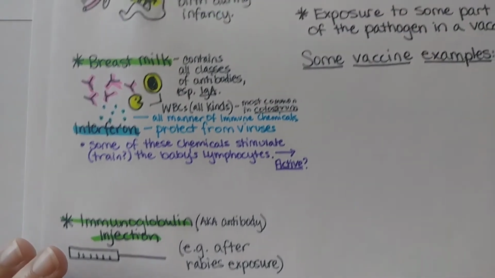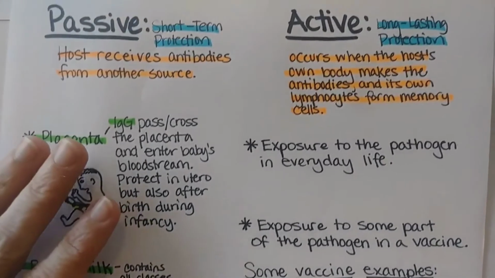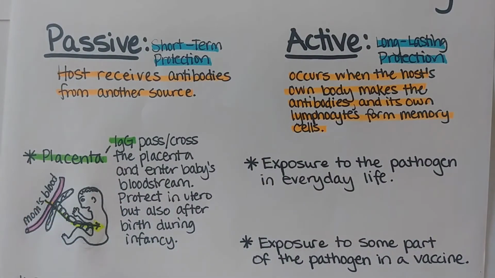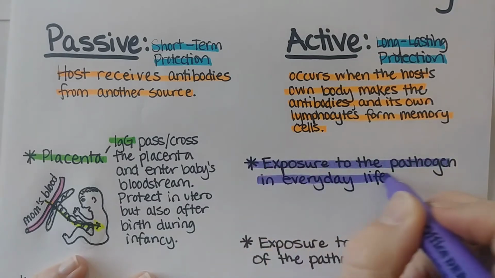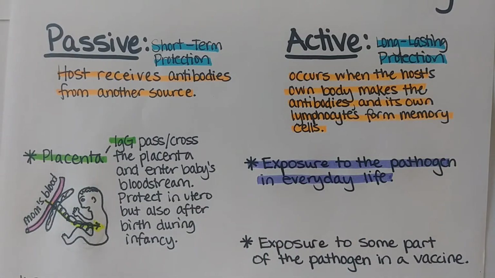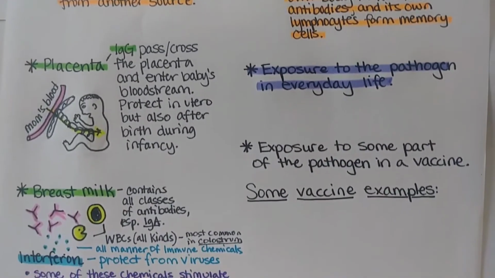Okay, so let's go ahead now and look at some active forms of immunity. Basically, what it comes down to is that exposure to the pathogen in everyday life and assuming the immune system works appropriately makes antibodies, makes activated cytotoxic T cells, and then develops an army of memory cells. Then exposure to the pathogen in everyday life, why don't we use purple on this side, would be considered development of active immunity and a natural way of doing that. Then another possibility is exposure to some part of the pathogen in a vaccine.